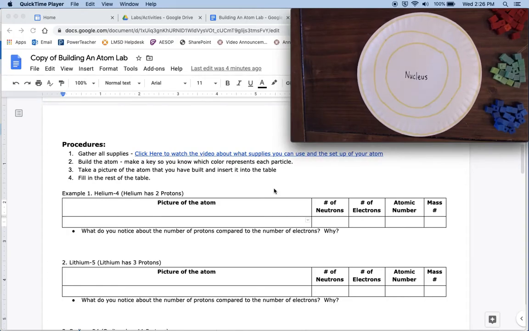All right, so I'm here to show you the example for the first one, which is the helium-4 that I'll do. So obviously you can see that I have my supplies out. I got blue for protons, green for neutrons, and red for electrons, and then I have my atom right here.